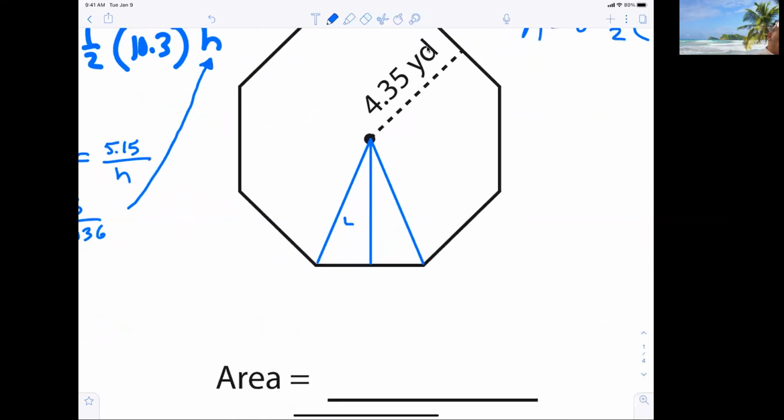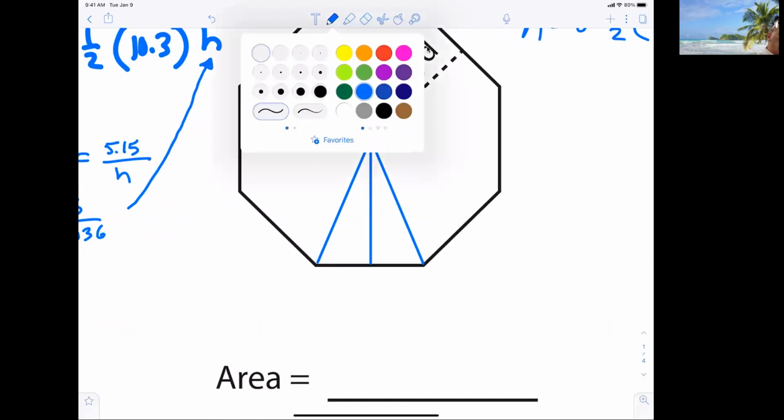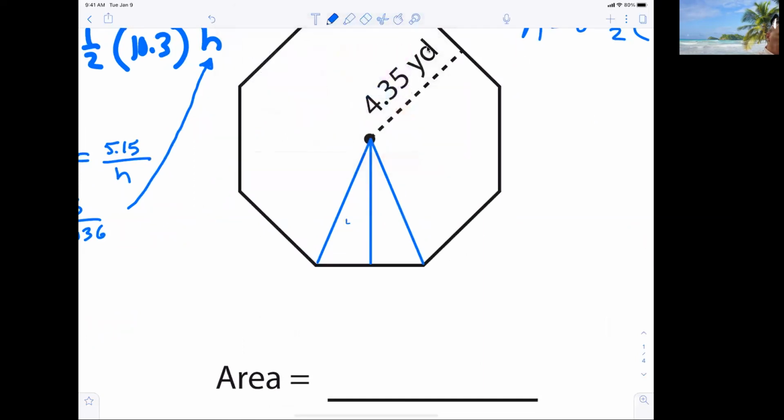So now I want to know, how do I figure out what this angle is right here? How did you get that this time? Yes, 360 divided by 8, but I'm not interested in that angle. I then have to do what? Right, so this angle right here is 22.5 degrees.